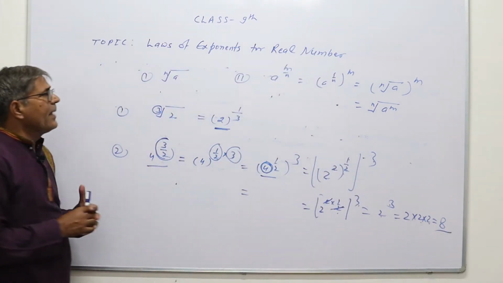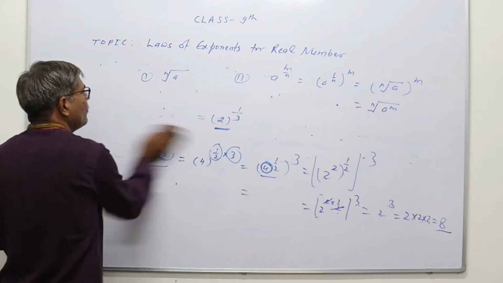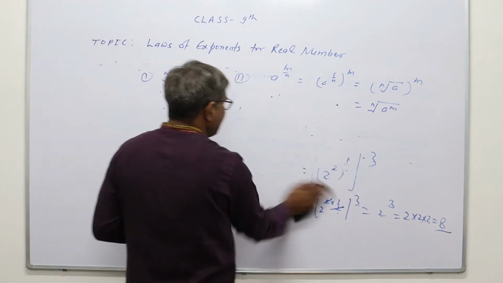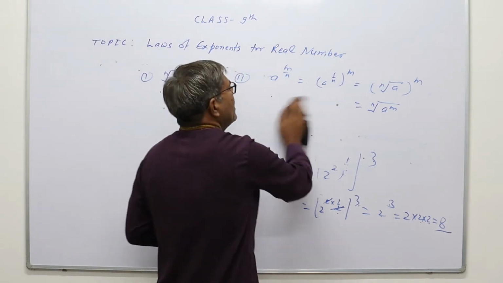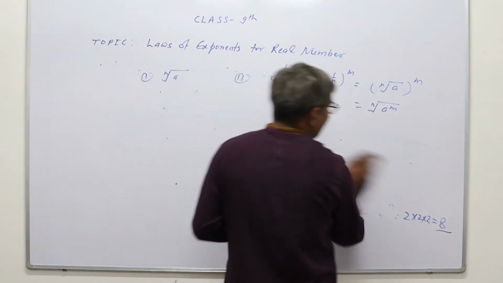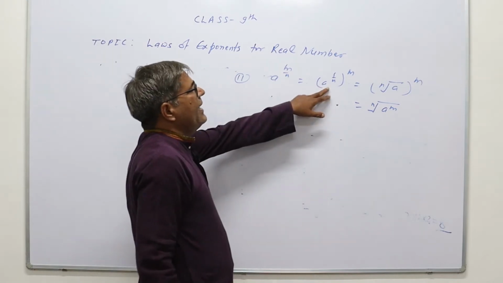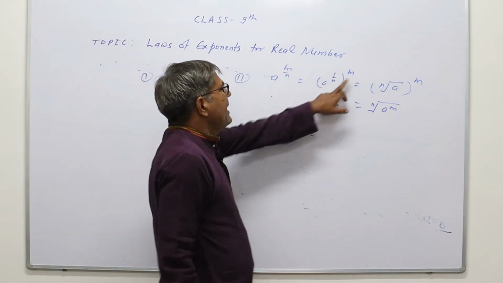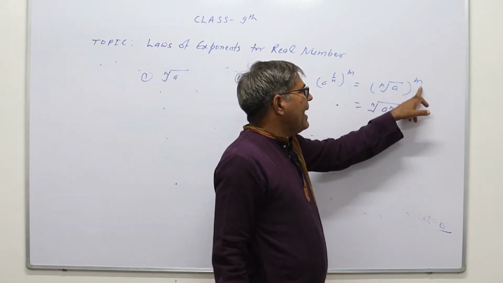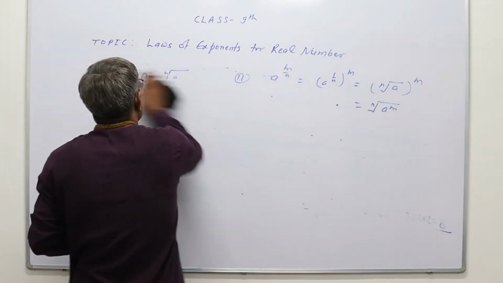In this way we can apply this concept. First is the nth root of a, where a is any real number. Second, when a is any real number and m, n are two integers having no common factor other than 1, then a raised to the power m by n can be written as the nth root of a, whole power m. Now this can be written as the nth root of a raised to the power m.